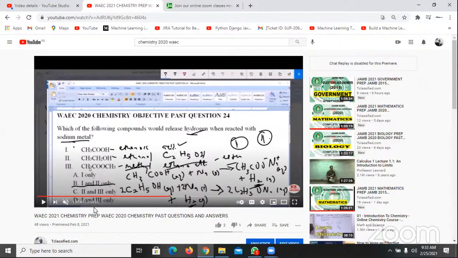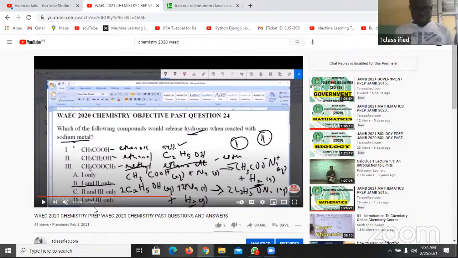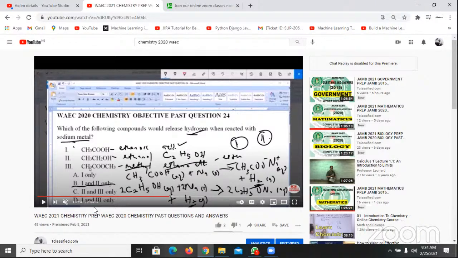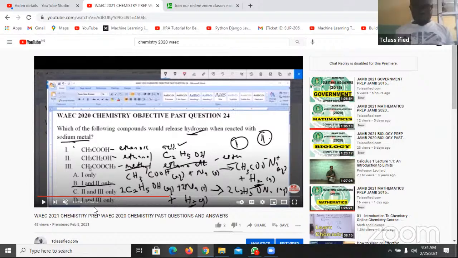Which of the following compounds will release hydrogen when reacted with sodium metal? I. Ethanoic acid. II. Ethanol. III. Methyl ethanoate. So which one will release hydrogen when reacted with sodium metal? It's normally ethanoic acid and ethanol that does that.